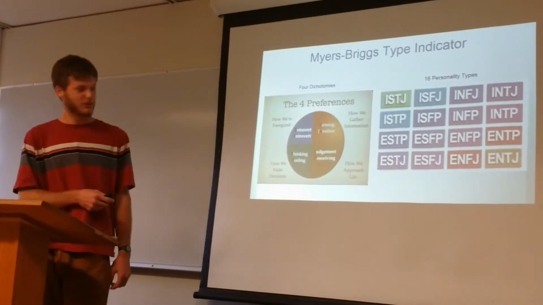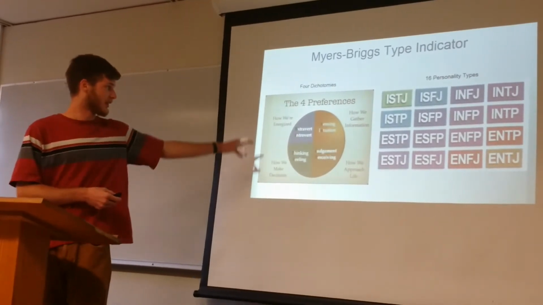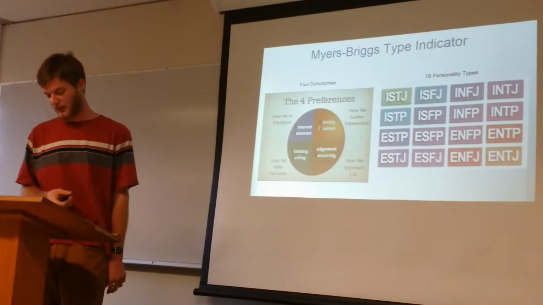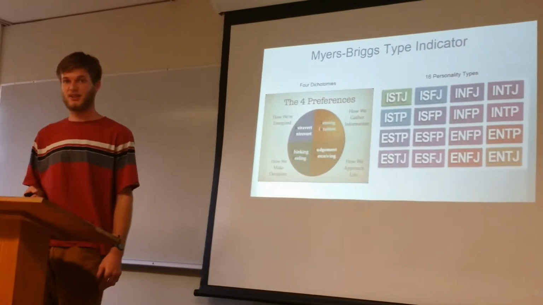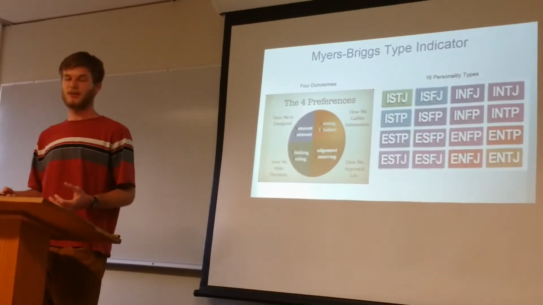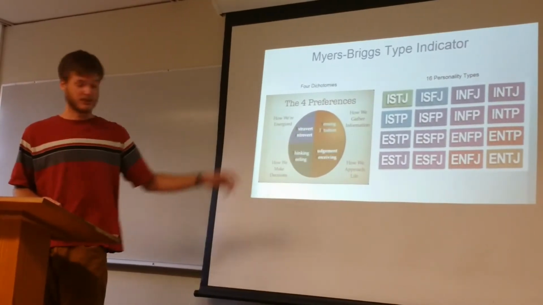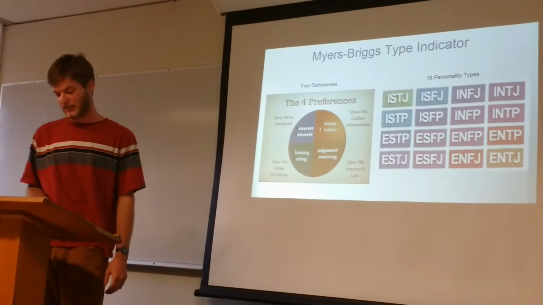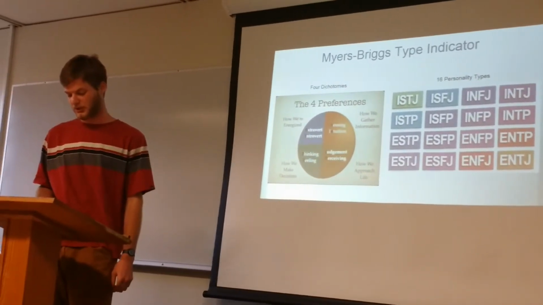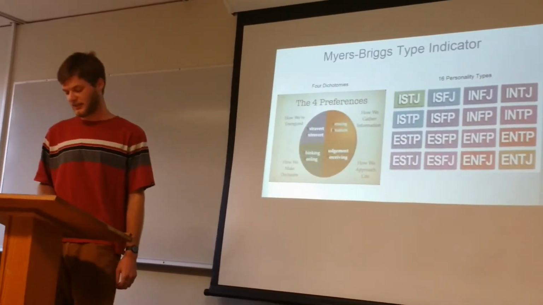You have extroversion, which is being outgoing, being an extrovert, or you have introversion, which is being solitary. So you typically are either a more solitary or a more outgoing person. Now, over here is the sensing and intuition section. Sensing relies on perception, while intuition relies more on a gut feeling.